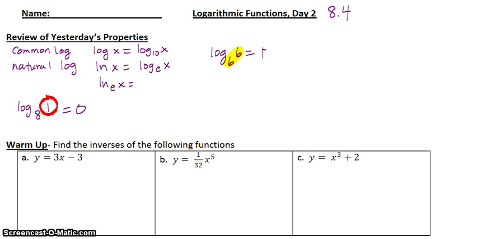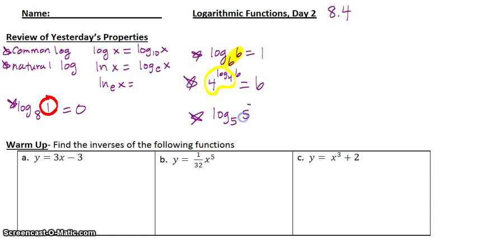Next property, let's say I had 4 to the log base 4 of 6 power. Remember I said that these cancel each other, so that answer is just 6. And we're going to talk more about that one today, which is going to be nice. Here's another one. I had log base 5 of 5 to the 2x, for example. If these are the same, then that whole thing cancels and just the exponent is the answer.